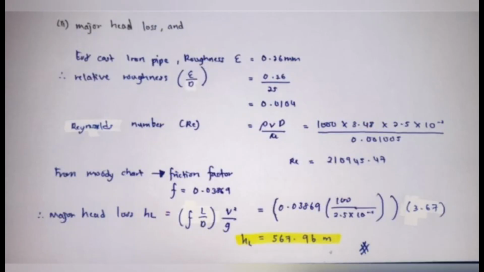So next we need to find major head loss. Okay, you can see in this roughness 0.26 millimeter. Relative roughness equals 0.26 over 25, and you can get the answer 0.0104. Okay, Reynolds number, the formula is density times V D over dynamic viscosity, so you can get the answer of Reynolds number. Next, from the Moody chart you can find the friction factor. So major head loss, the formula is friction factor times L over D multiplied by V to the power of 2 over 2g, and you can get the answer of HL.